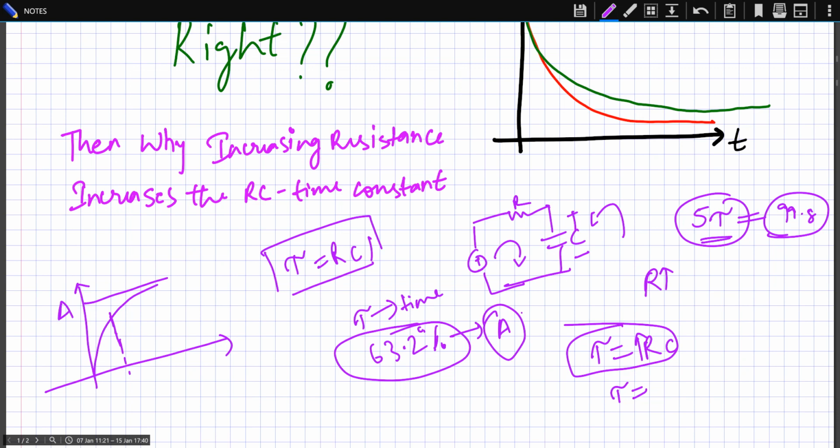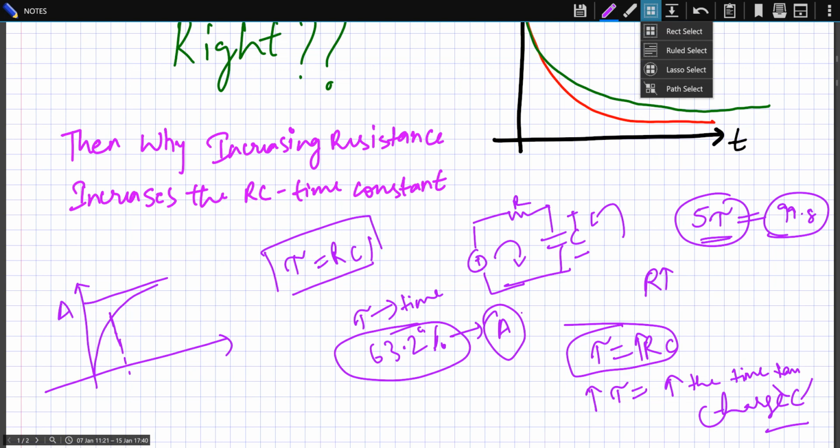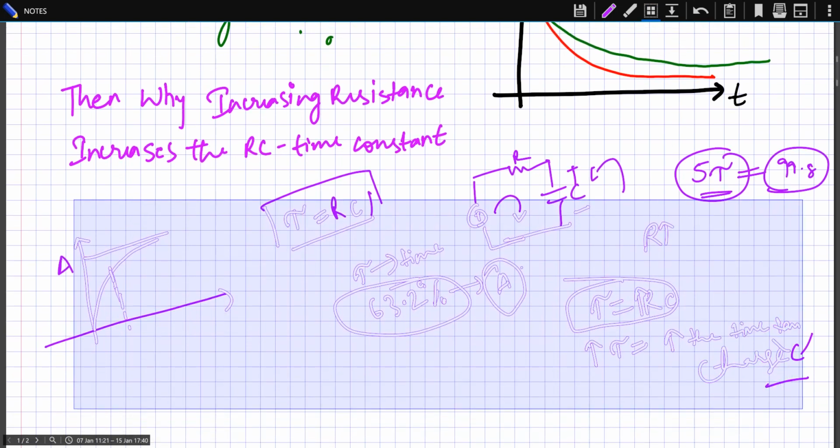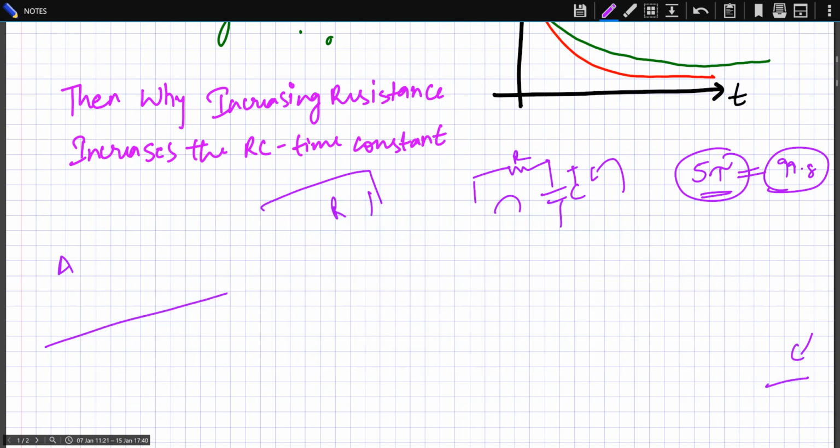Increasing the resistance increases the time constant, which in turn increases the time taken to charge the capacitor. Now, let's see it practically.